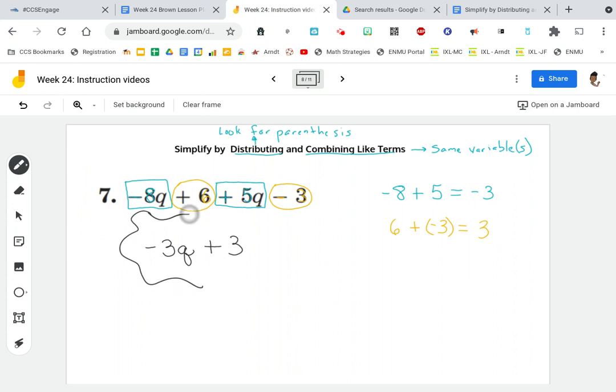Now remember, I can only combine like terms. In my answer that I just made, I have a negative 3q and a positive 3. Well, one of those terms contains the letter q. The other does not. Therefore, I cannot combine those two. That's all that I can do.